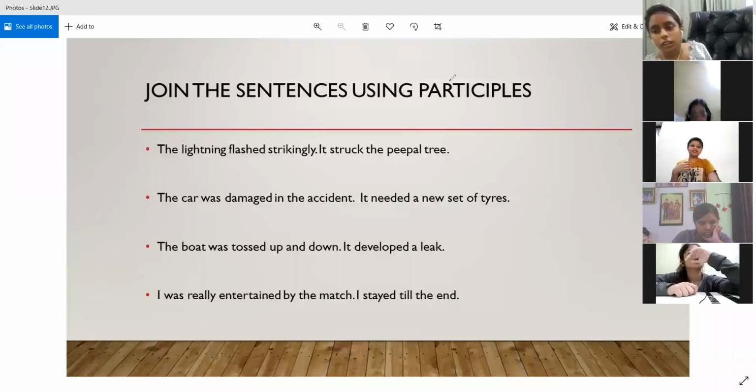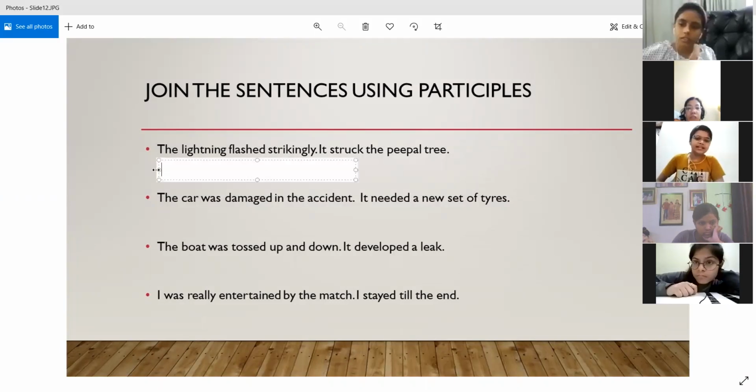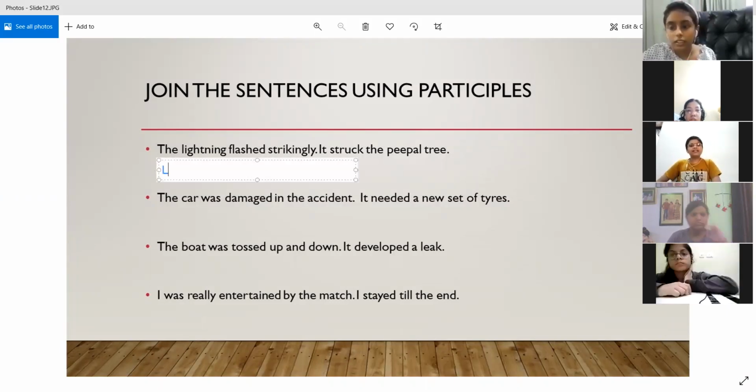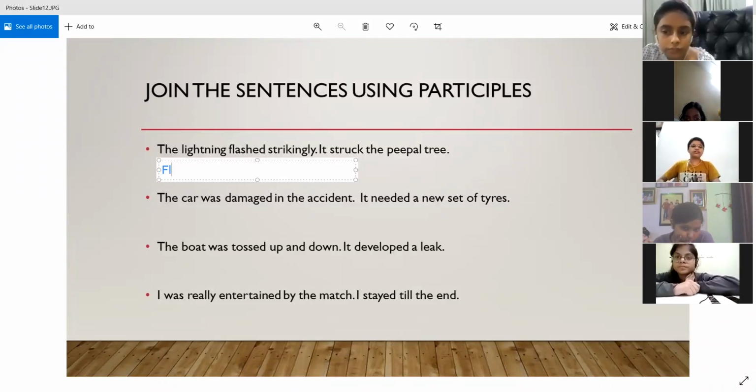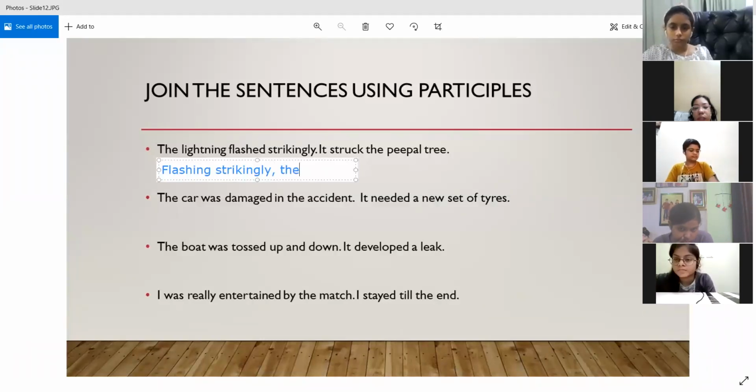Yes, sir. The answer will be: flashing strikingly, comma, the lightning struck the people tree. Flashing strikingly, comma, the lightning, and after that, struck the people tree will be as it is. So after struck, I'm not writing.